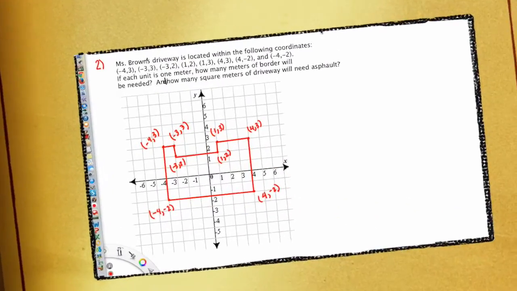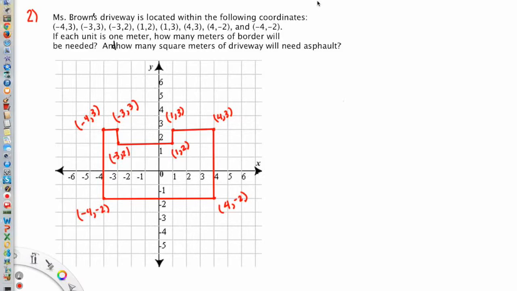Now, let's try problem number 2. Boys and girls, let's look at problem 2. We see here Miss Brown's driveway is located within the following coordinates. I've plotted and graphed these coordinates and connected the points with the proper lines in advance to save time. It says that each unit is 1 meter, how many meters of border will be needed, and how many square meters of driveway will need asphalt.